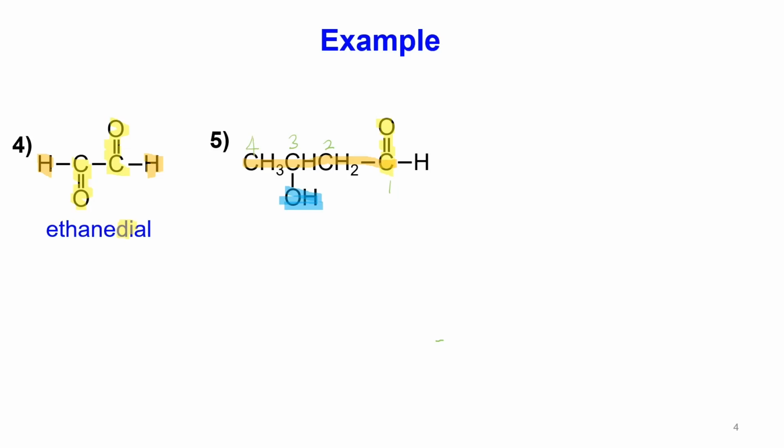The hydroxy group is attached to carbon number 3 of the parent chain. So the IUPAC name given is 3-hydroxybutanol.